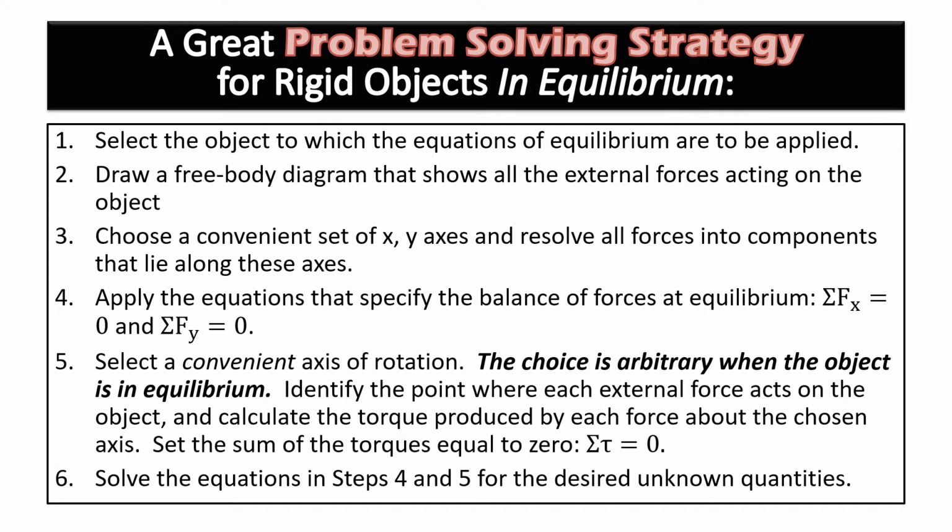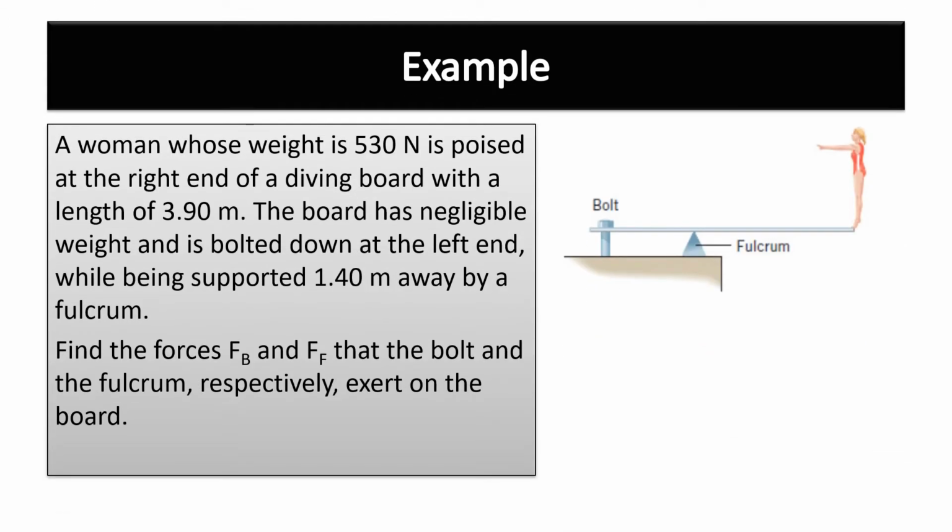Step 6 says solve the equations in step 4 and 5 for the desired unknown quantities. So now you have 3 equations. Hopefully you only have like 1 or 2 unknowns, and you'll be able to figure out what to do from there. So if you'd like, you can try this example on your own.